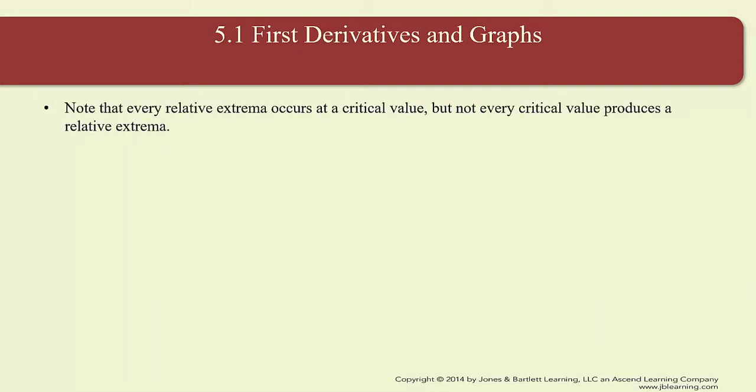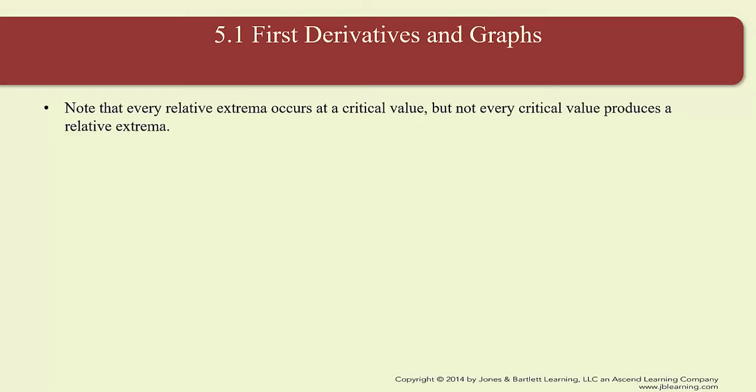First, I want to make a quick note. Not every relative extrema, that means every relative maximum or relative minimum, occurs at a critical value. But not every critical value produces a relative extrema. So if you have a critical value, it doesn't mean it's going to produce a relative max or a relative min, but a relative max or relative min can only occur at a critical value.